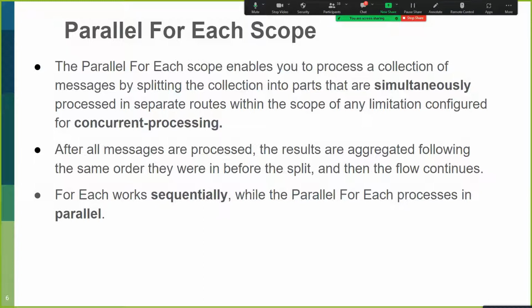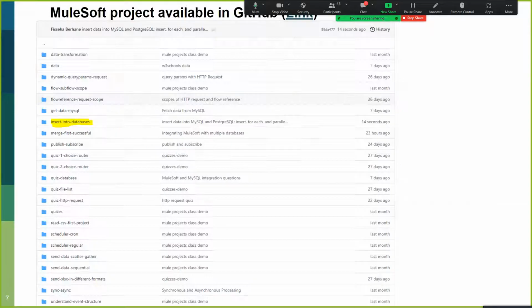So the main difference between for each and parallel for each scopes is, for each is used for sequential processing, whereas parallel for each is used for parallel processing.